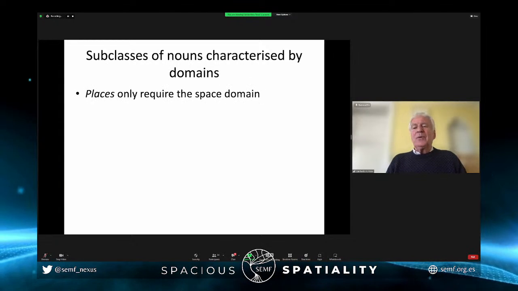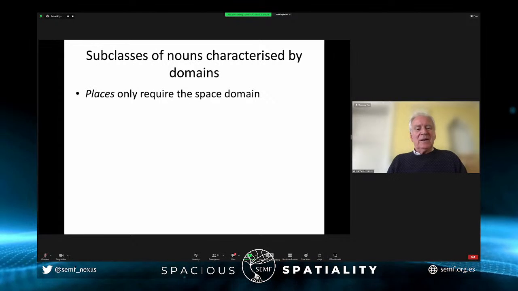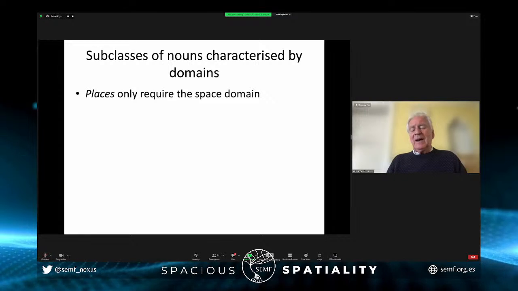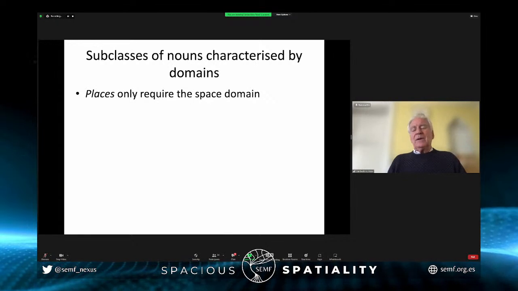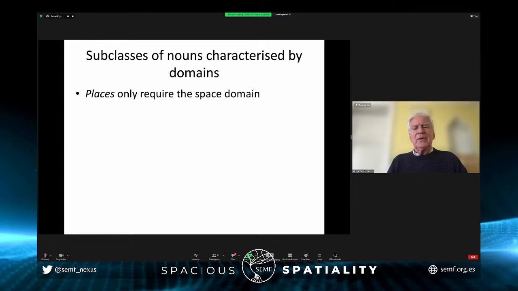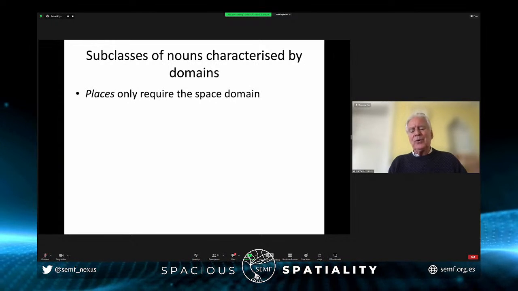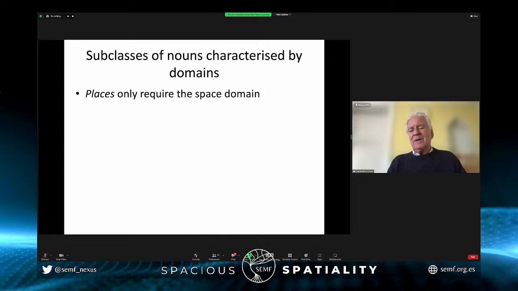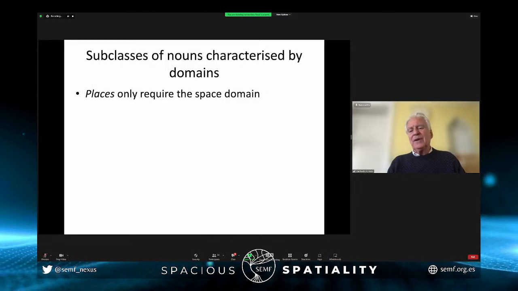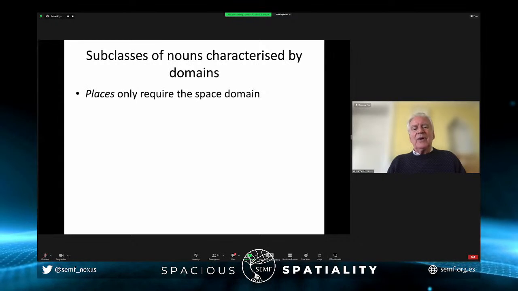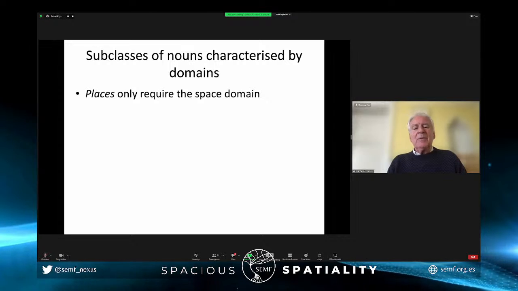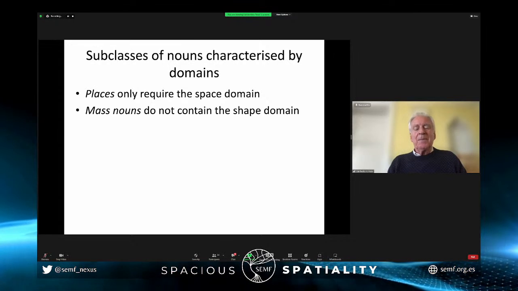So if you talk about a place, like a park or a square or a desert or a town, it's only dependent on the space domain. If you replace all the houses in the town, it's still the same town because it's located at the same space. Or if you replace all the trees in a park, it's still the same park, and so on. So for places, place names, we only require the space domain.